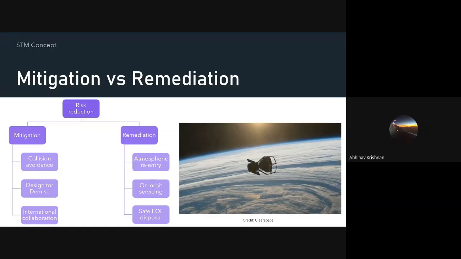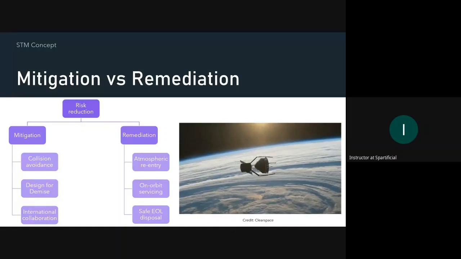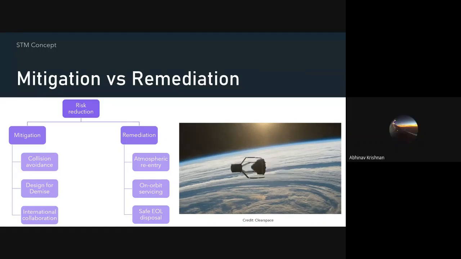Stop me or ask me any questions if you have any at the moment, or I can just continue ahead. There is one question in the chat about what maneuvers are. That's the current thing that's going on. Sorry, could you repeat again? Yeah, what are maneuvers?